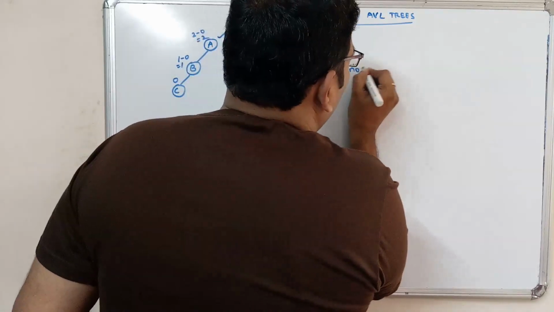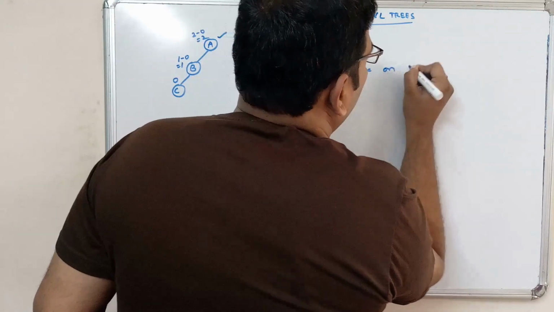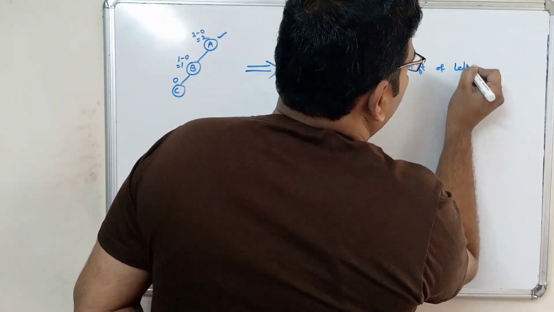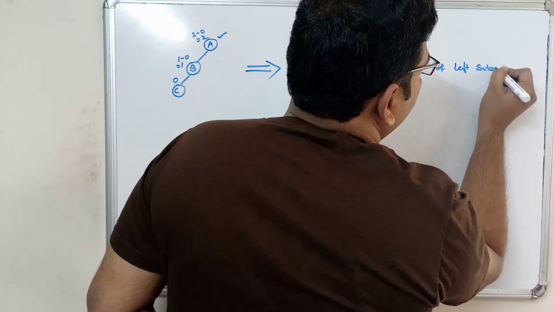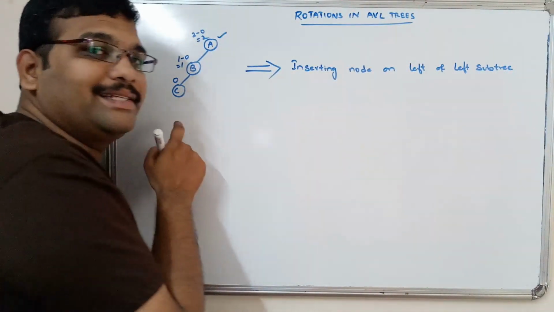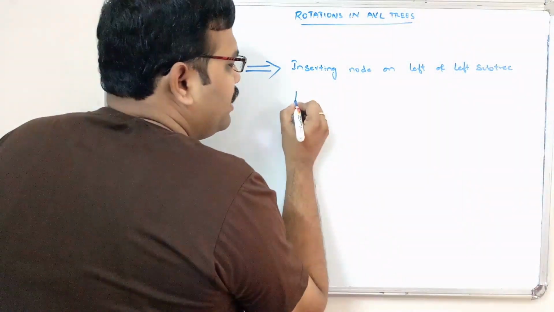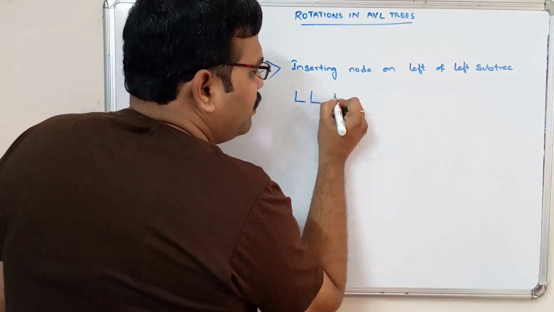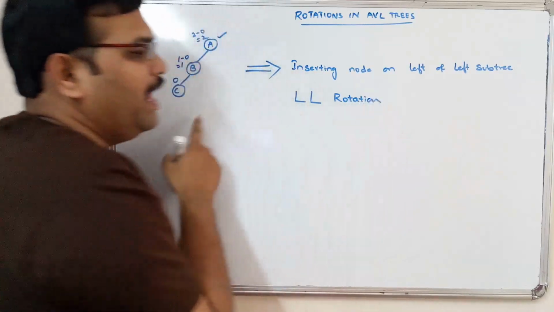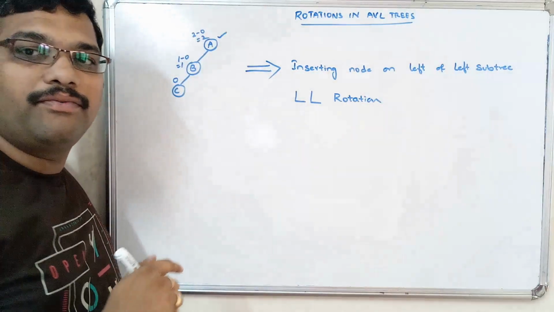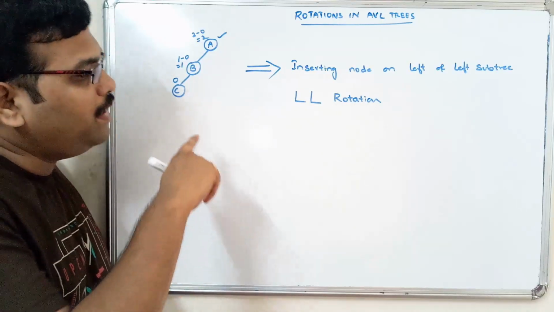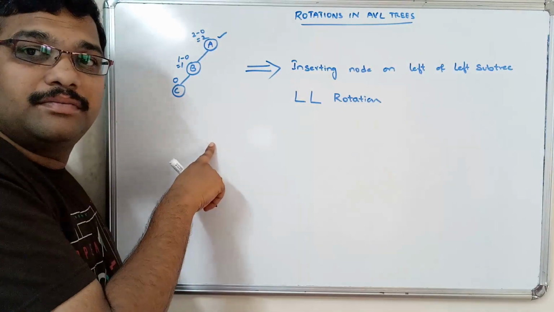Inserting a node on left of left subtree. That's why this rotation is called LL rotation, left of left rotation, right? So hope you understood this one.